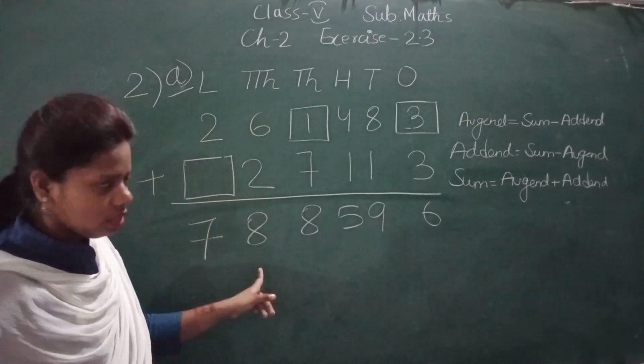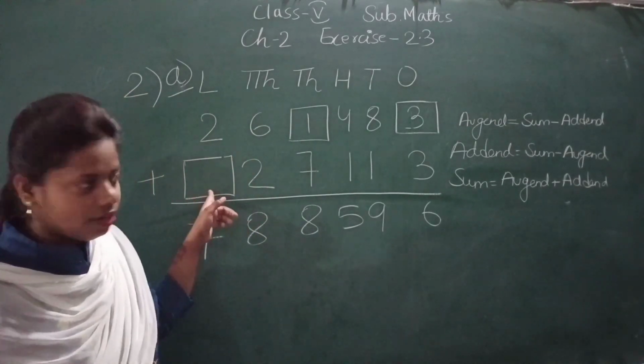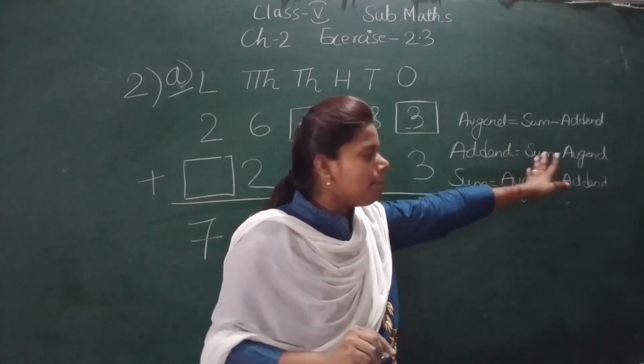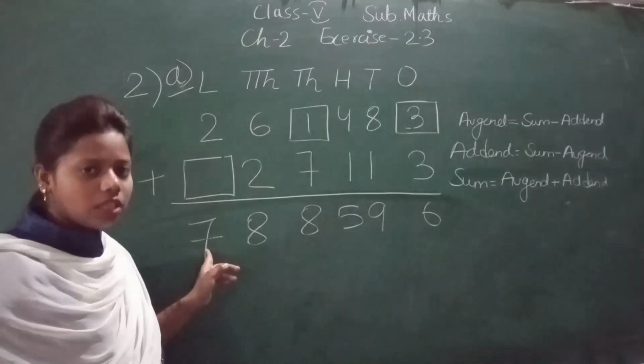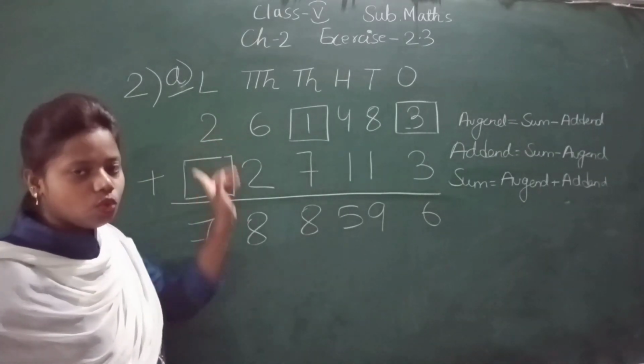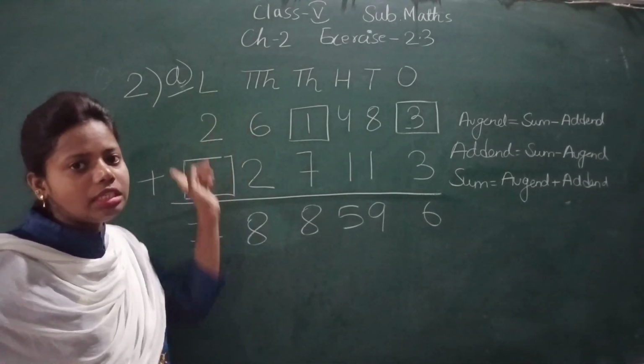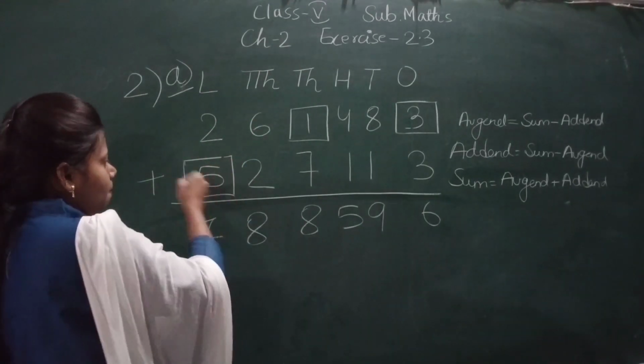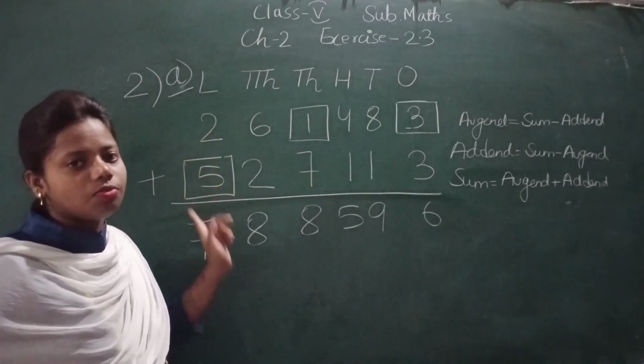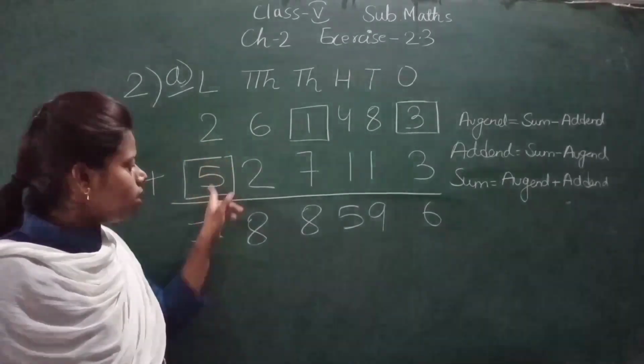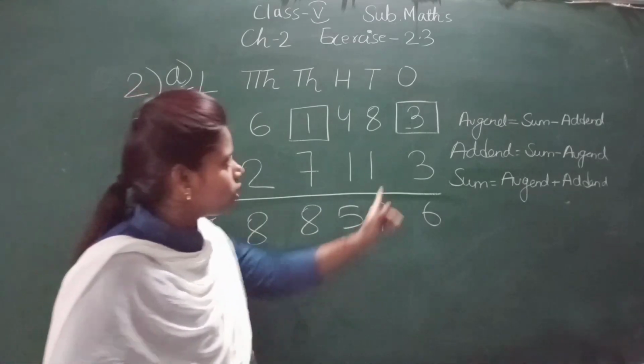Now 6 plus 2 is 8. Here you see we have to find the addend. So to find addend, what you have to do? Sum minus origin. The sum is 7 and origin is 2. 7 minus 2 is how much? 7 minus 2 is 5. Now see here, 2 plus 5 is 7. Now let's check one more time.